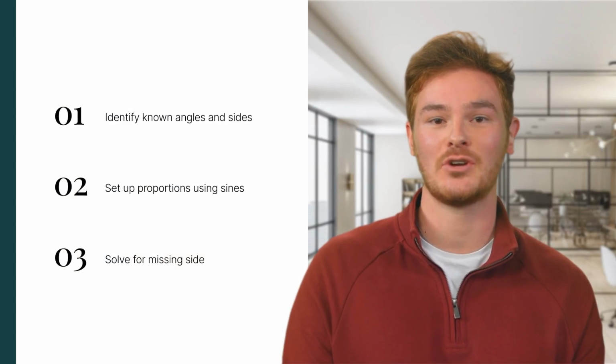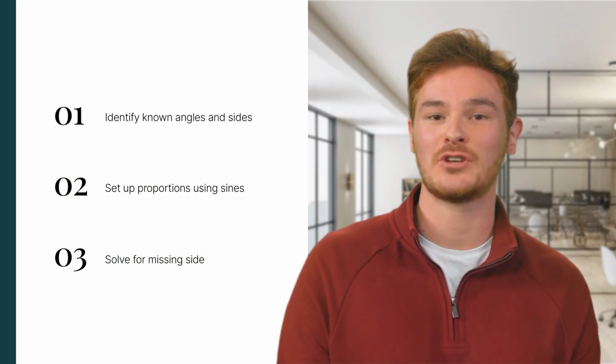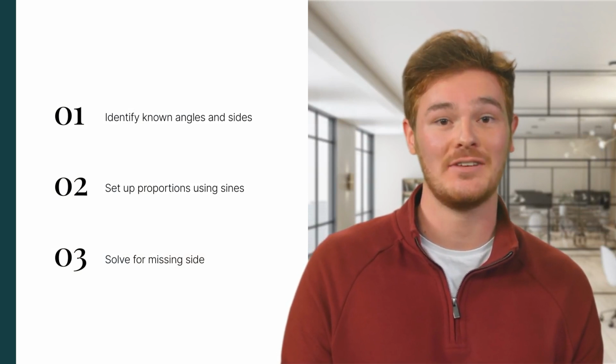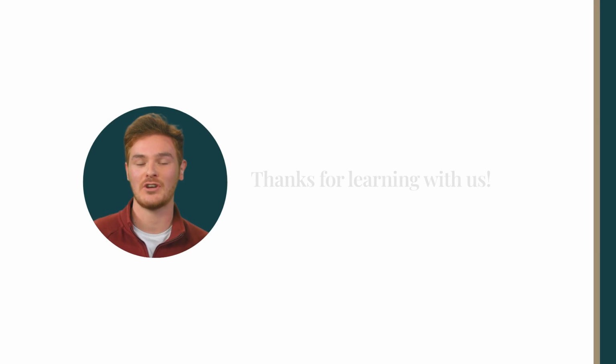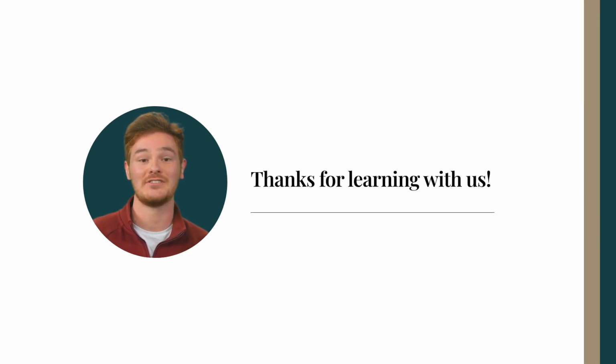Finding a side. Use the law of sines by setting up proportions based on the known angles and sides, and solve for the missing side. To summarize, understanding the configurations and correctly applying the law of sines allows you to solve oblique triangles effectively. Remember, each set of given elements opens a different path to the solution.